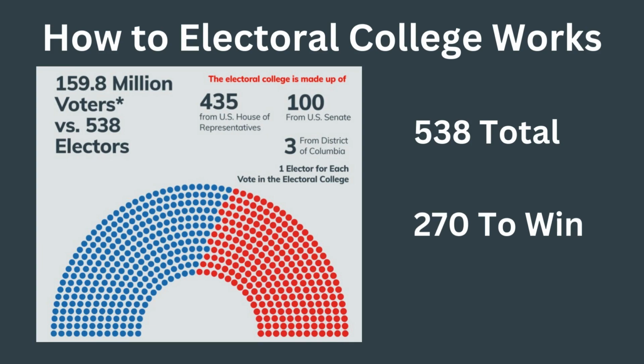However, because every state has 2 senators regardless of population, representation varies. For instance, an electoral vote in Wyoming represents 193,000 people, while in Texas or California, it represents 700,000 people. Therefore, states with larger populations have more electoral votes. California has 55, and Wyoming has 3.